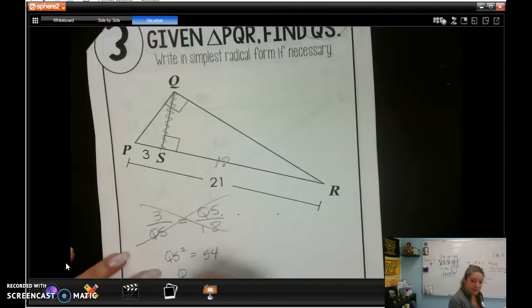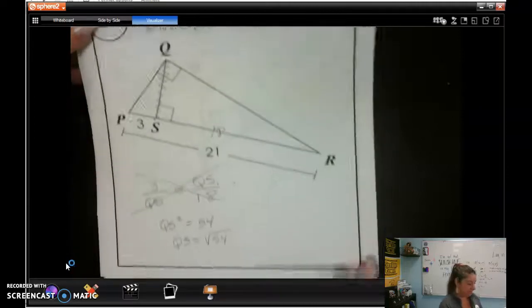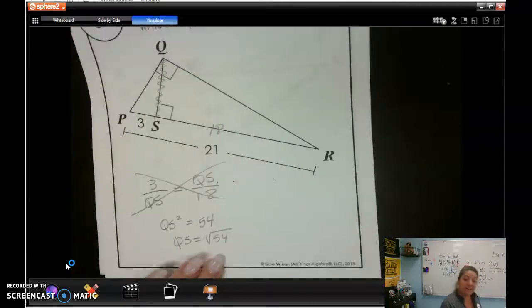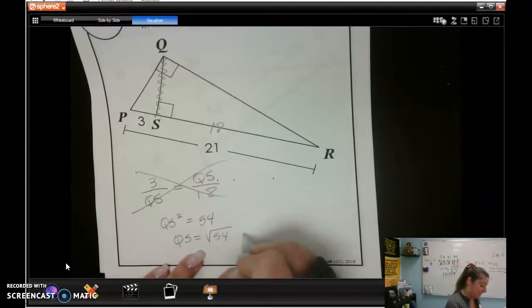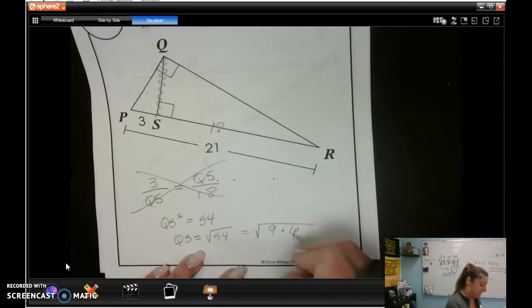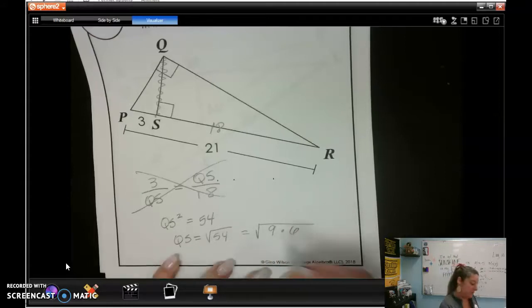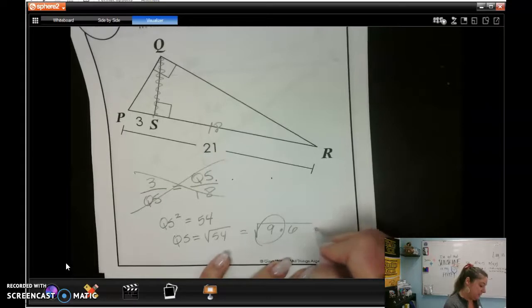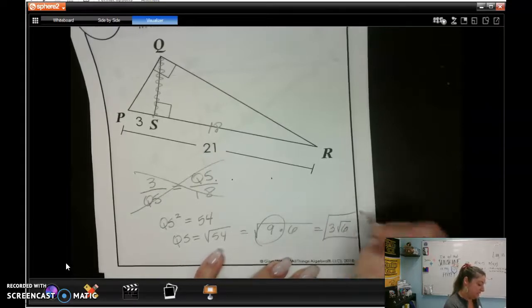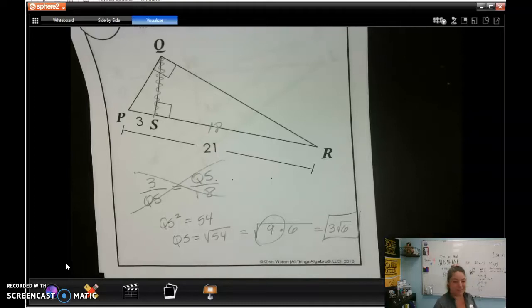And we have to square root that. I know I'm at the bottom of my page. I apologize for that. So again, when you type in the square root of 54 in your calculator, you're going to get a decimal. So we have to break this up. And so 54 is the same thing as 9 times 6. And we know what the square root of 9 is. We know that that's a 3. And so QS is equal to 3 times the square root of 6. Okay?